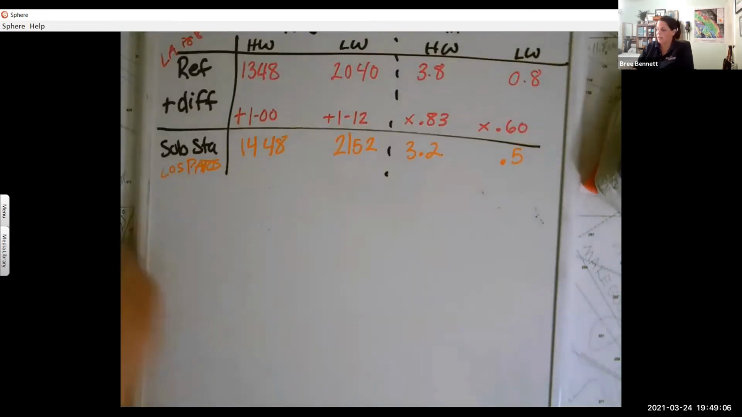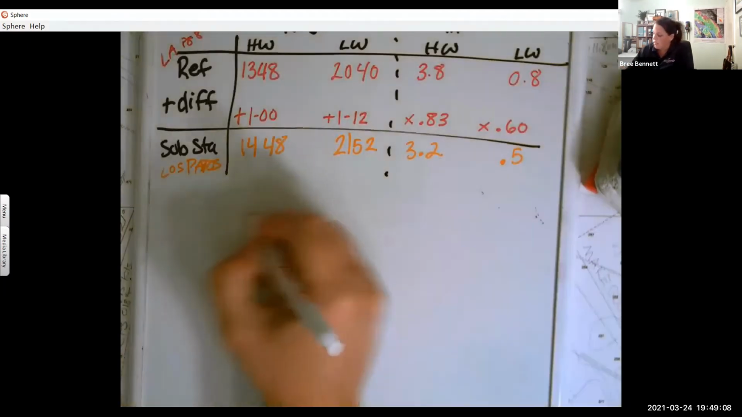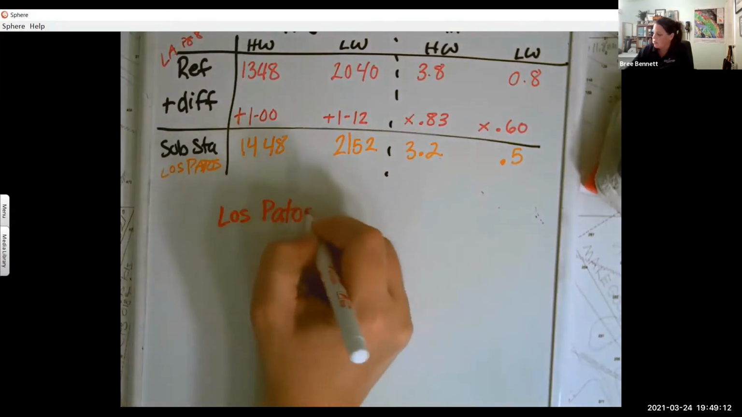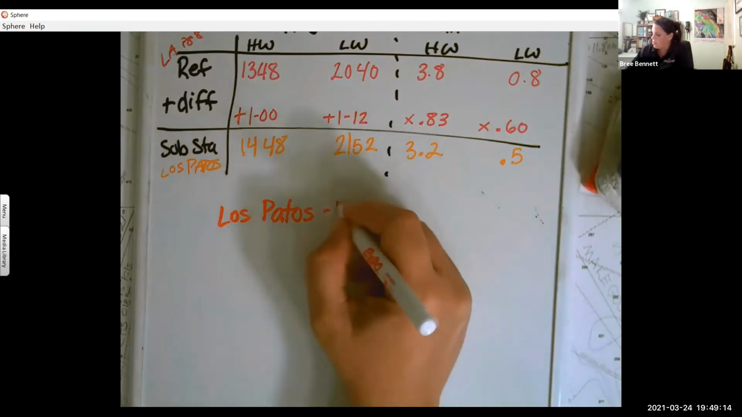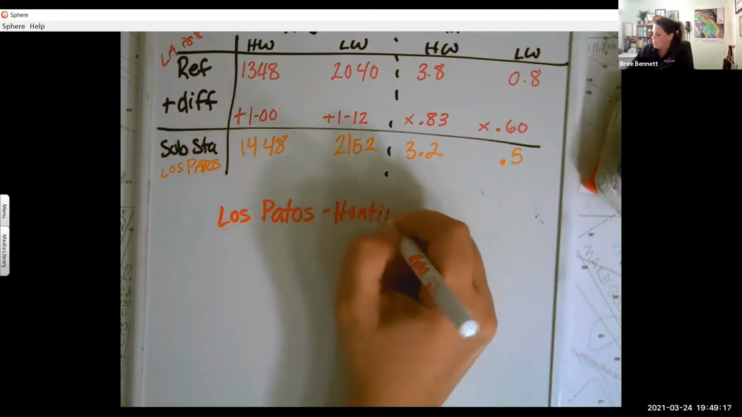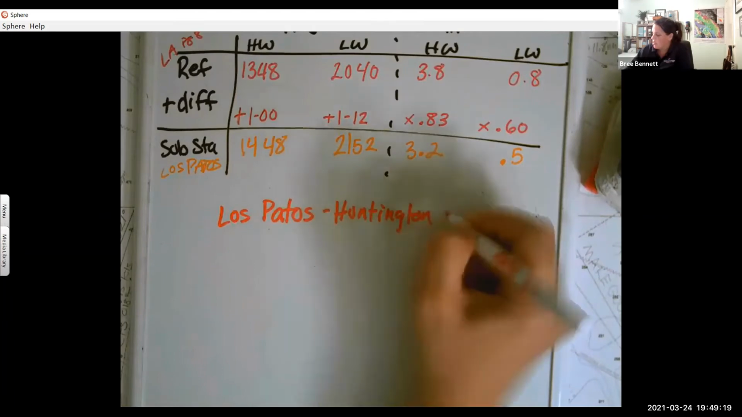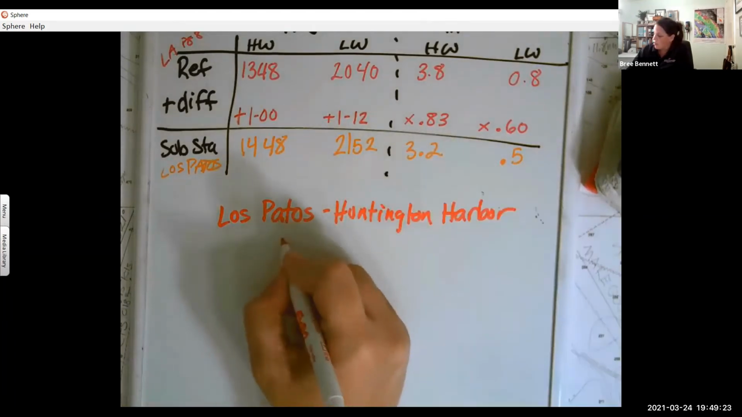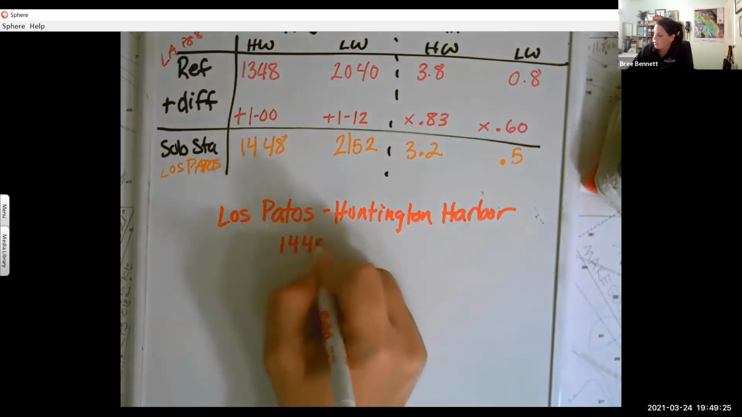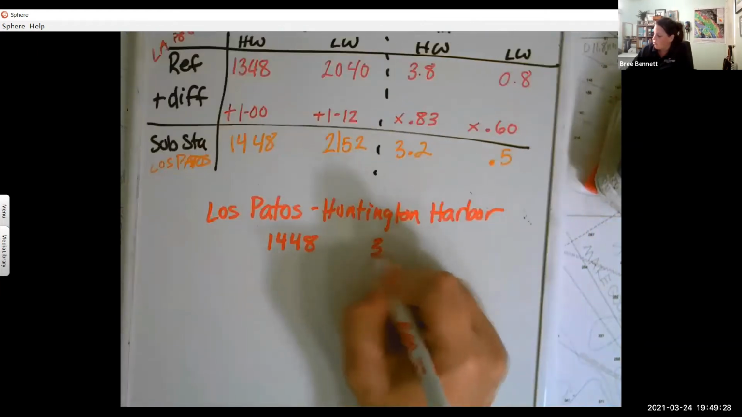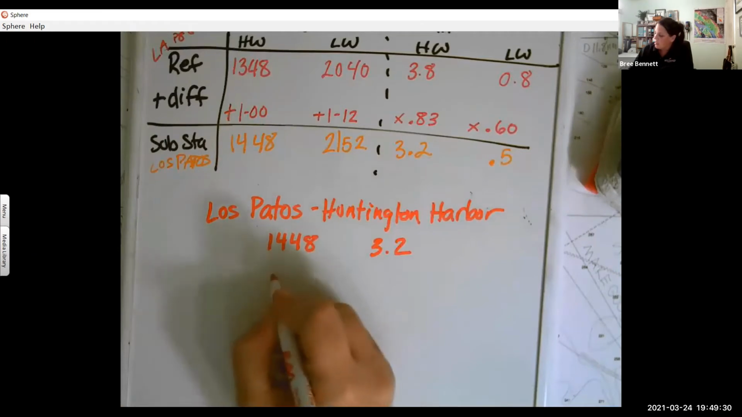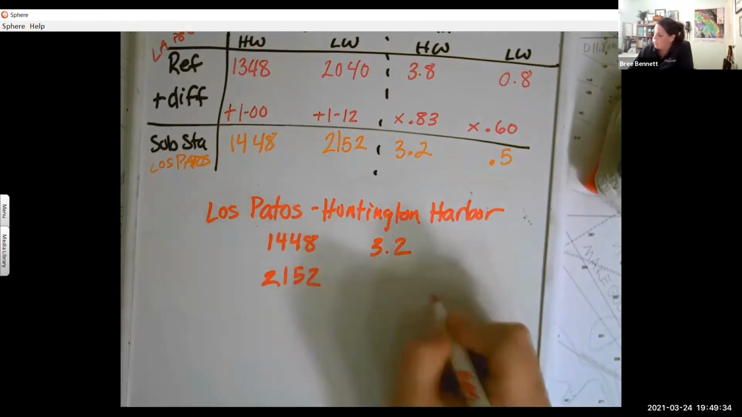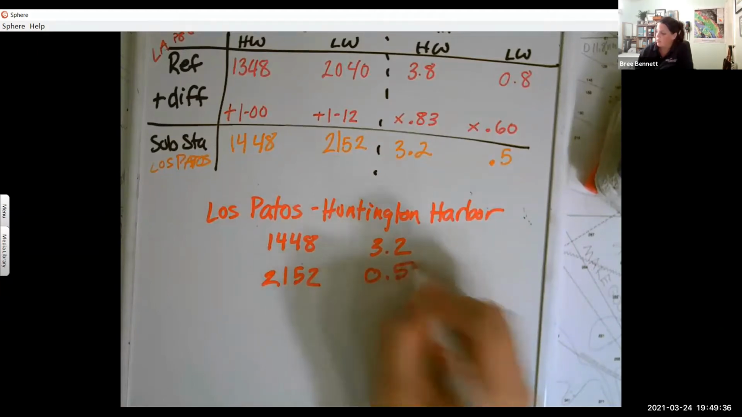so I'm going to rewrite mine to say at Los Patos, this is Huntington Harbor, 1448. We have a 3.2 foot tide and 2152 is 0.5.